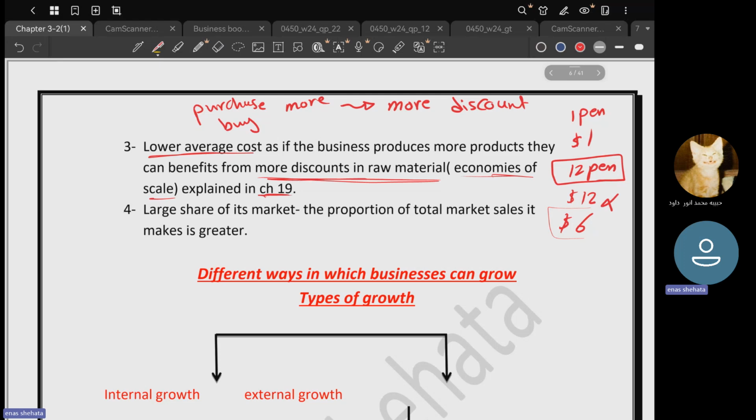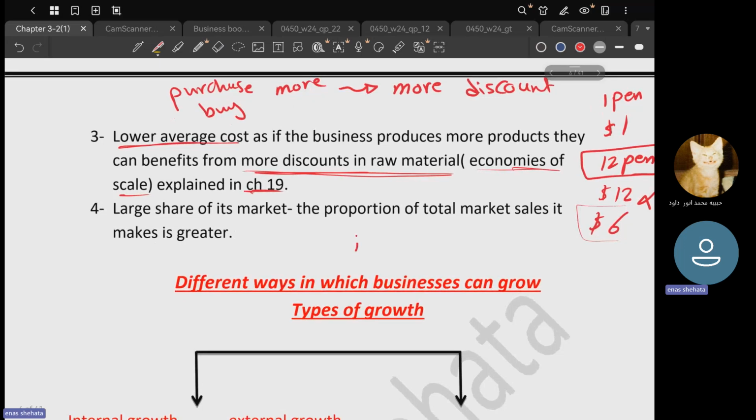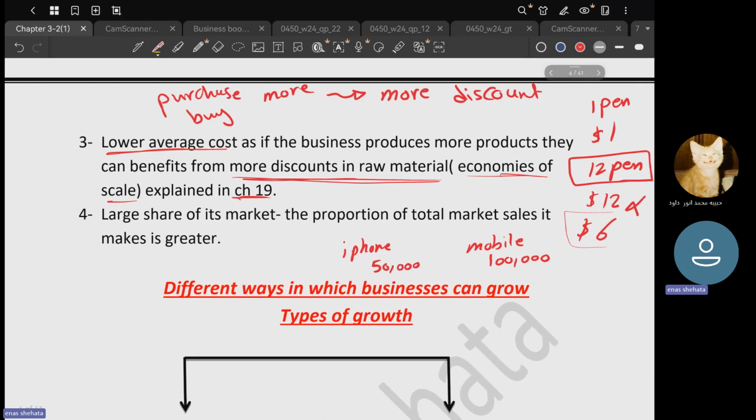Large share of its market. If my business grows, it means that I have a large share. I distribute my product in many places in my country. So I have a high proportion of the total market sales. For example, I'm the iPhone business. The total mobile phones in the market is 100,000 pieces. iPhone has only 50,000 pieces of them. So the market share of iPhone now is almost 50% of the market. How did we get this 50%? 50,000 over 100,000 multiplied by 100 gives me 50%. There is no need for this calculation.